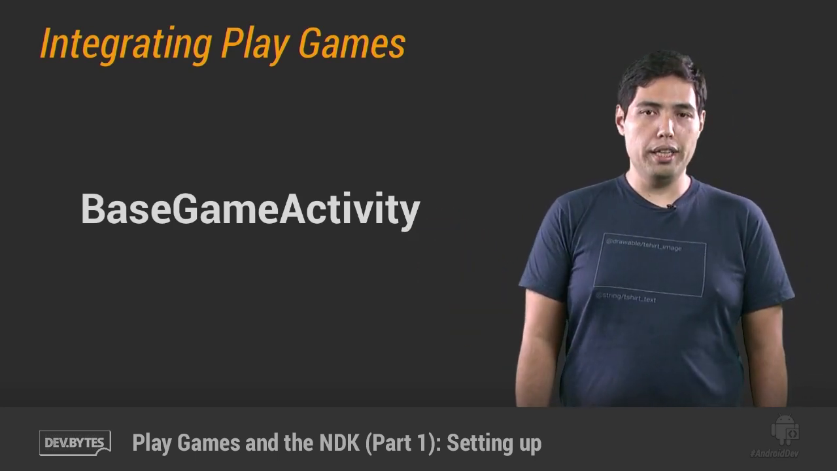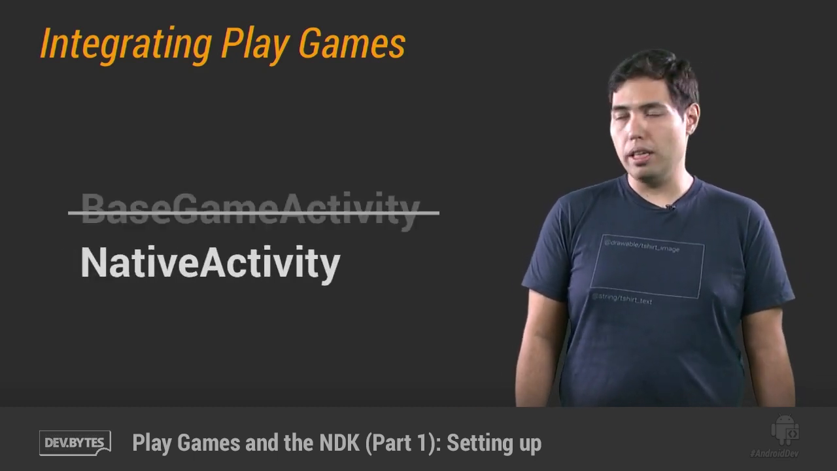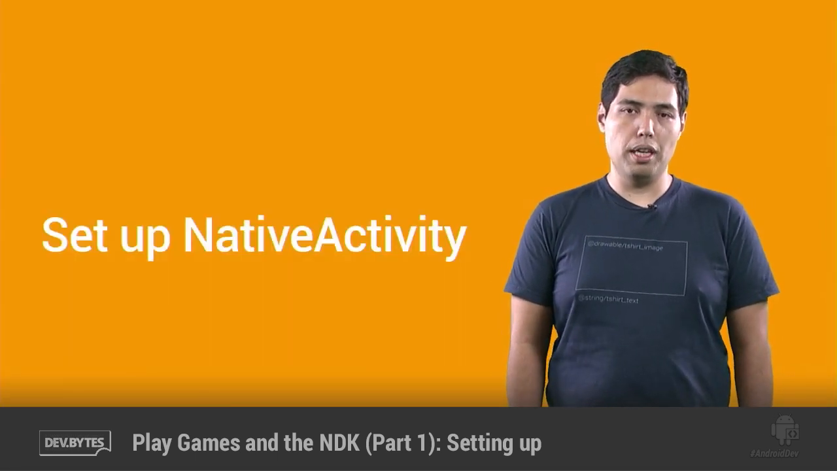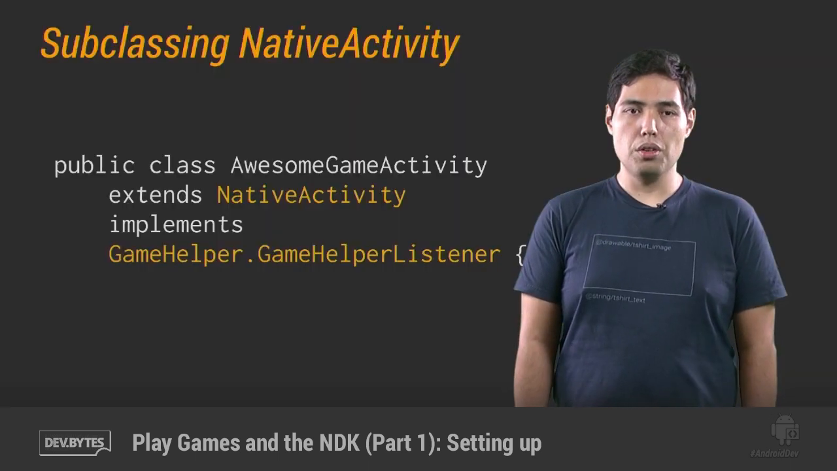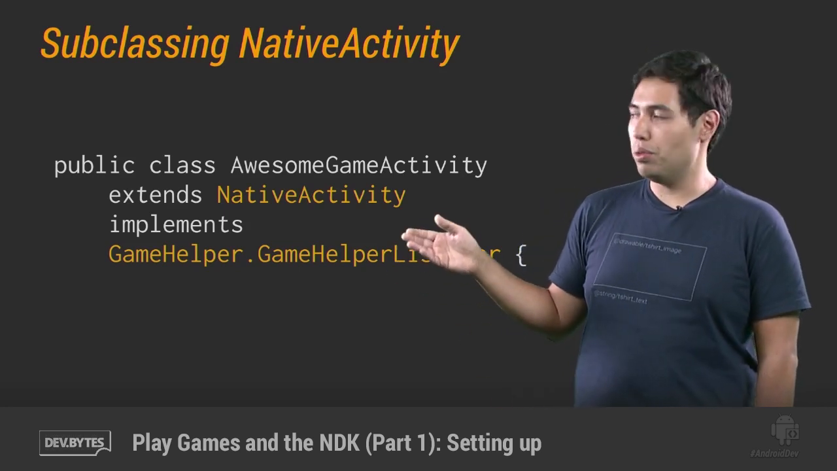Now, of course, if you're writing a native game, as you know, you can't subclass BaseGameActivity. Why? Because you have to use NativeActivity for a native game. So we're going to talk about how to set up NativeActivity to do exactly that. First of all, you don't have to use NativeActivity as it is. You can actually subclass it. So this is what we do here.